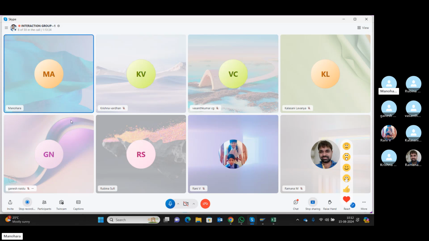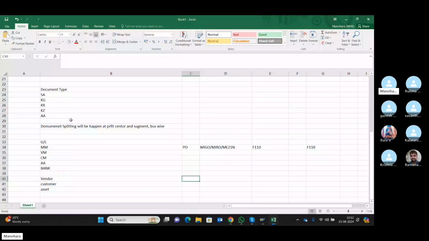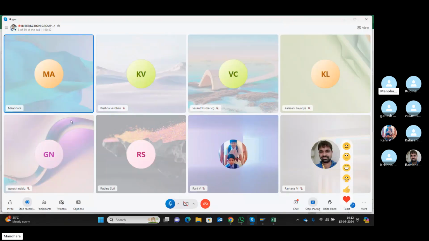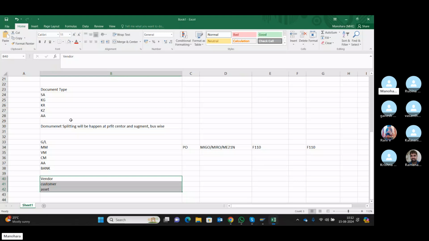No, subledgers are only for the customer and vendor master. Whatever you give the reconciliation to comes only under subledger. So the subledger converts into the main ledger when a document is posted, right? At that time it converts into the main ledger.